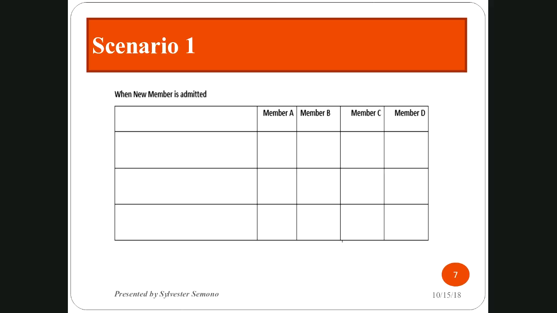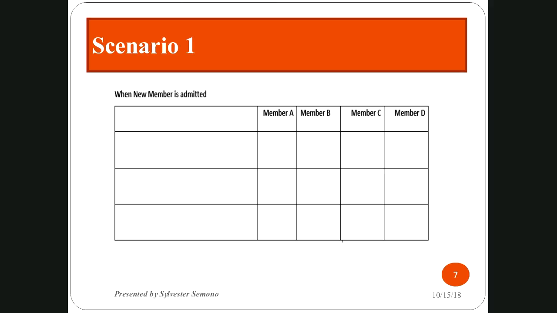Okay, page 180. Go and check page 180. Thank you very much. That question has got three scenarios. The first scenario is about where a new member is admitted. As you can see on this question here, we have scenario number one.